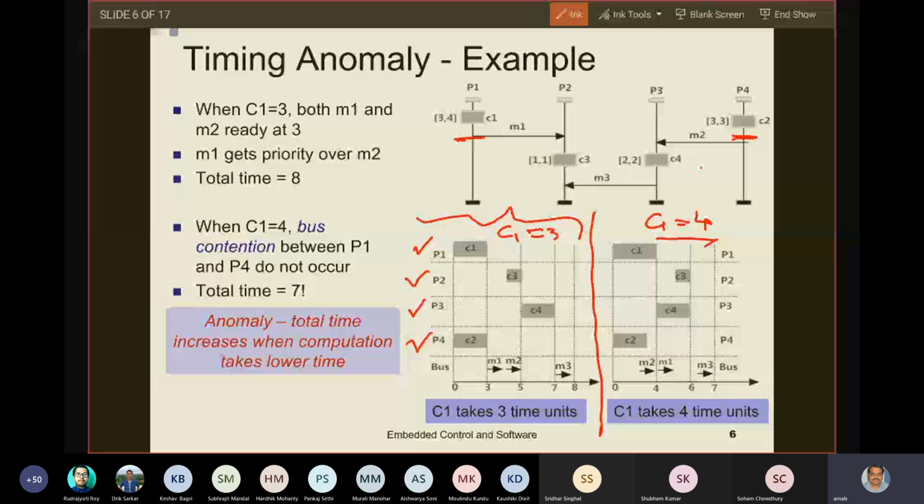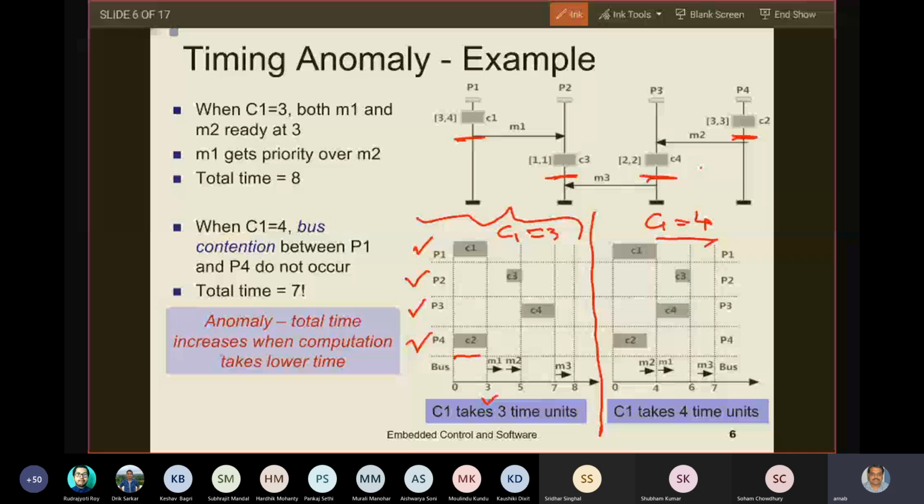We have seen, right? Let us say these 4 processing elements are the anti-lock braking system, the fuel injection system, the cruise control system, and the power window system. These are 4 tasks running on 4 different processors, their own, and this sort of message passing is happening. Now, when C1 and C2 both take 3 units of time, both complete at time 3. C1 completes on P1 at time 3. C2 completes on P4 at time 3.